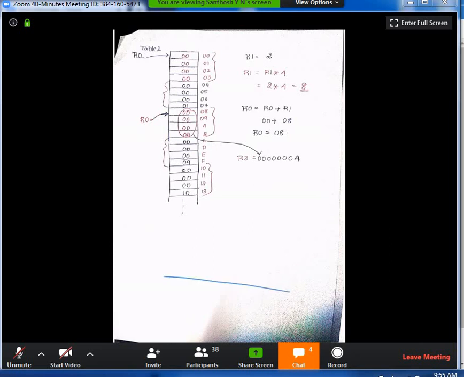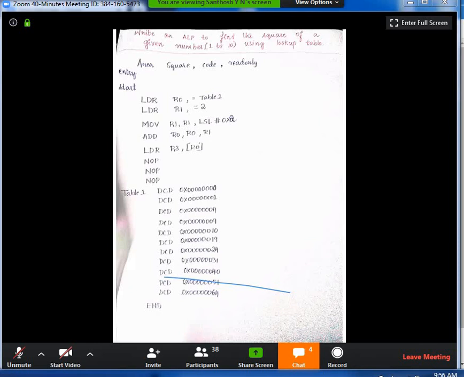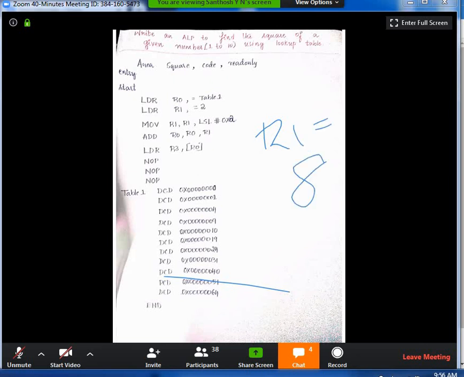Coming back to the program. So right now you remember, R1 content is equal to 8. Next, ADD R0, R0, R1 means what? What is there in R0? You can see the program and tell me what is there in R0. The R0 content is the starting address of the table. What is the starting address of the table? I have specified in the next diagram. So the starting address of the table is 0.